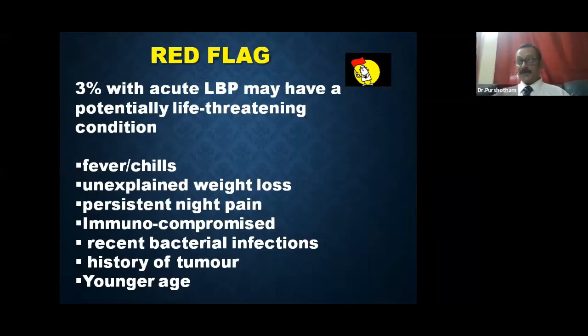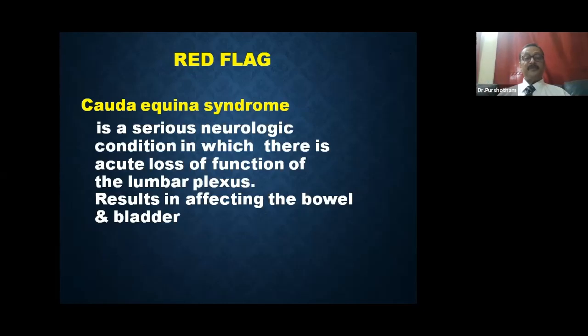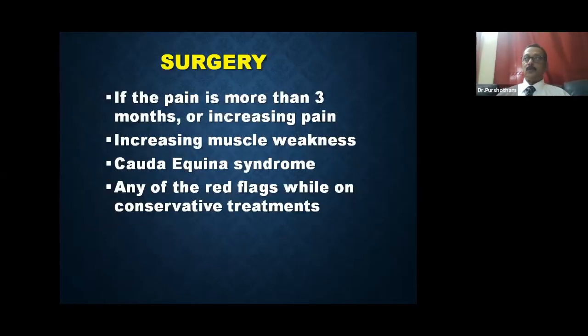If the patient is immunocompromised, has had a recent bacterial infection, or has a history of tumor elsewhere, because secondary tumors are more common in the back. And if he is of younger age and continuously having backache, don't wait. Immediately investigate him, and maybe it's better to refer him to a dedicated spine surgeon, because cauda equina syndrome is a serious neurologic condition with acute loss of function of the lumbar plexus, which affects the bowel and bladder. So we cannot wait here. We have to immediately investigate and treat him with surgery or whatever.